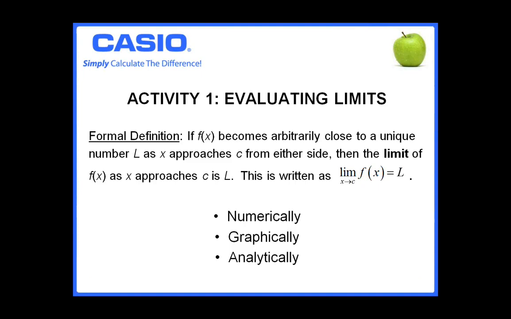Our first activity is going to involve investigating limits, and before we actually do the limits, I want to review the formal definition of what a limit actually is. If f of x becomes arbitrarily close to a unique number L as x approaches c from either side, then the limit of f of x as x approaches c is L. And the reason I really went over this formal definition tonight is because we're going to be looking at a lot of problems numerically, graphically, analytically, and when we come to some limits that fail, we need to really know that definition so we can see what part of the definition is not being met so that we understand the reason the limit doesn't exist.